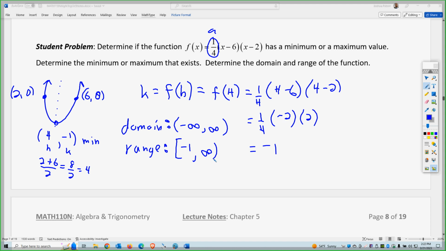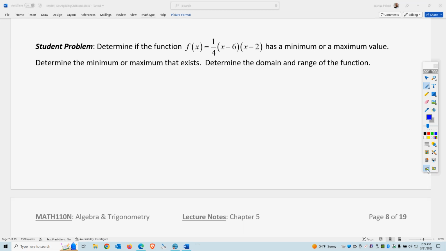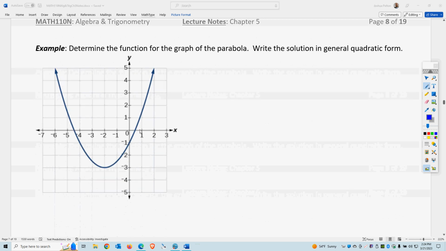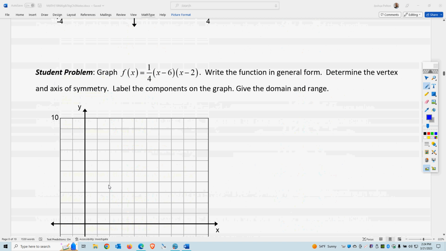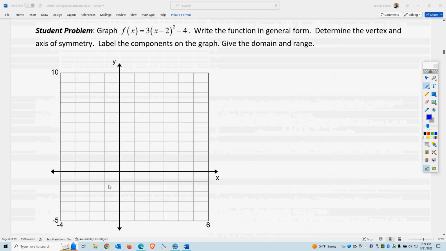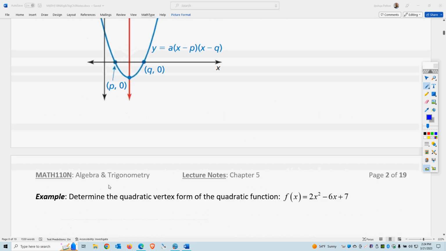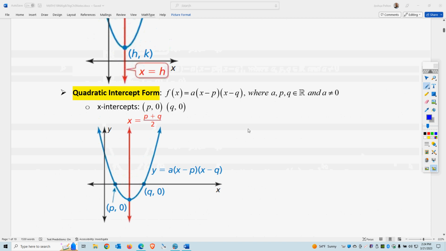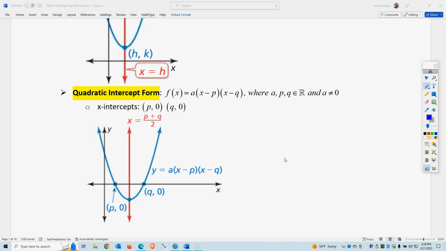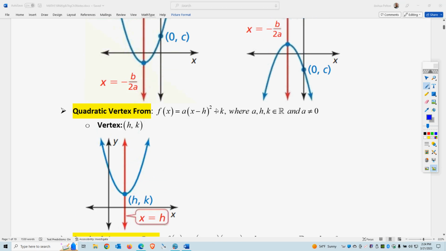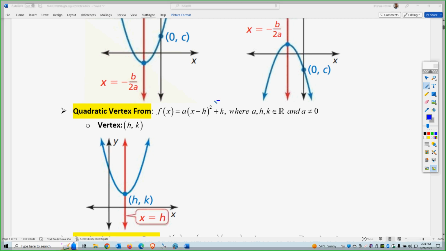Okay, let's go the other perspective and look at graphs. If I have a graph and I want to make the equation, I have three starting point choices if I go back to the original first page, right? On the original first page, we have the intercept form, which is basically the factored form. So if I have the x-intercepts, that one's a good form to use. If I have the vertex, this one's a good one to use.